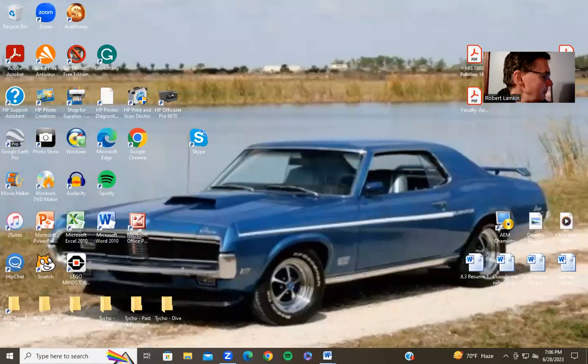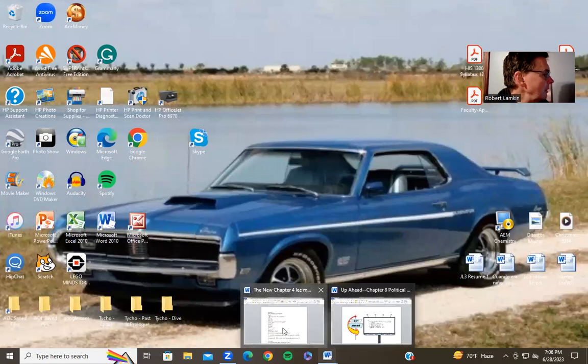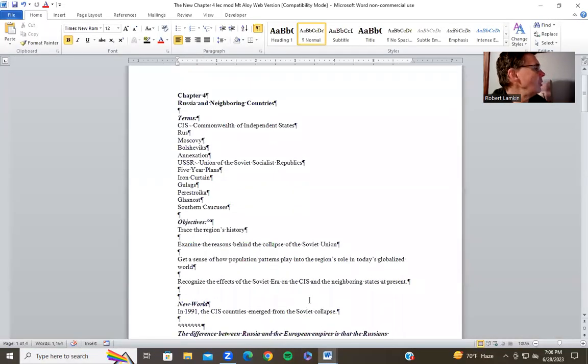Okay. So yeah, hopefully you have your lecture notes out at this particular juncture. And let's see. Here we go. Chapter 4, Russia and the neighboring countries. And in this chapter, I guess I'll start with the objectives first. We want to trace the region's history, right? That's always an interesting, cool thing to do.